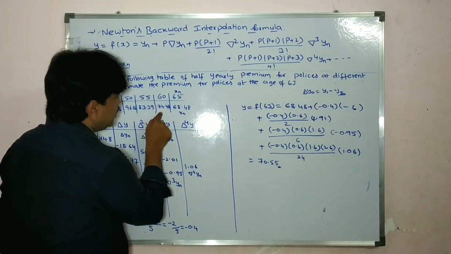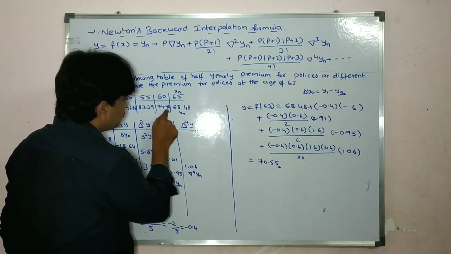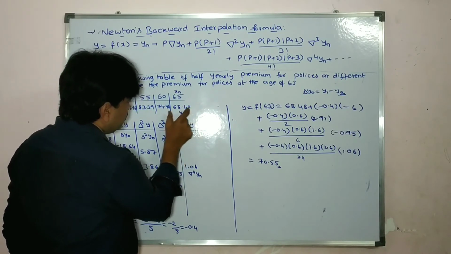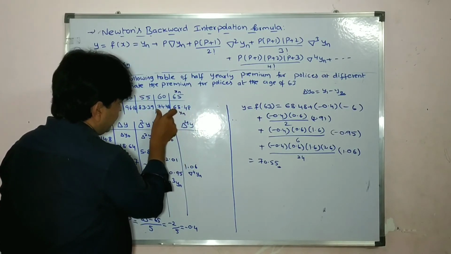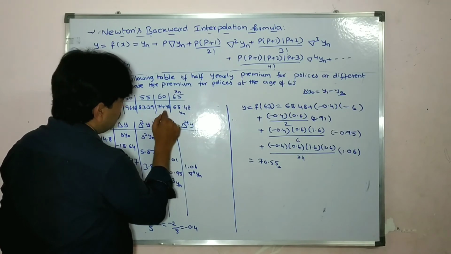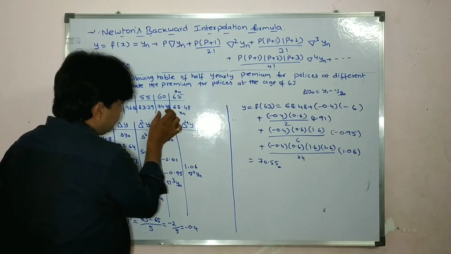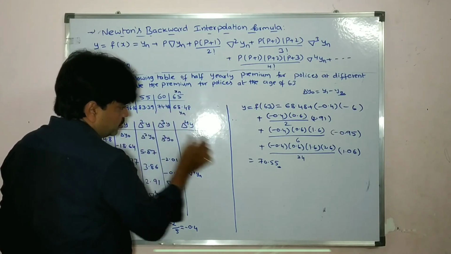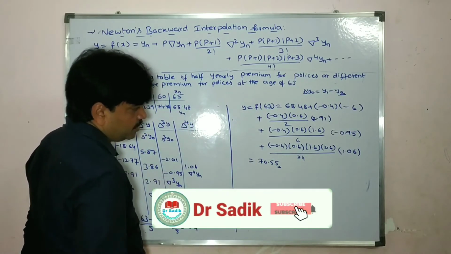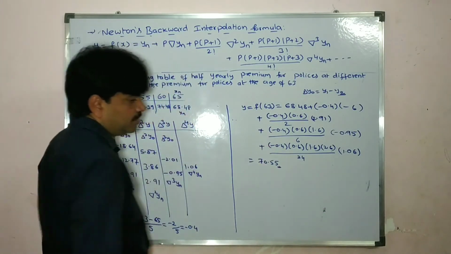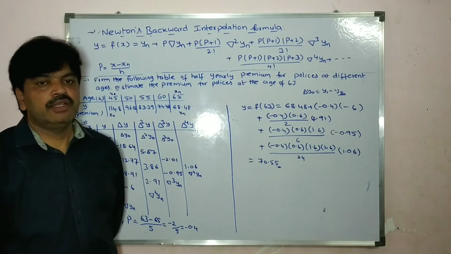At the age of 60, 74.48 students. At the age of 65, 68.48 students. So the value is decreasing. 63 means between 60 and 65. That means the value is 70, between 74 and 68. So we have 70. Our value is correct, right.